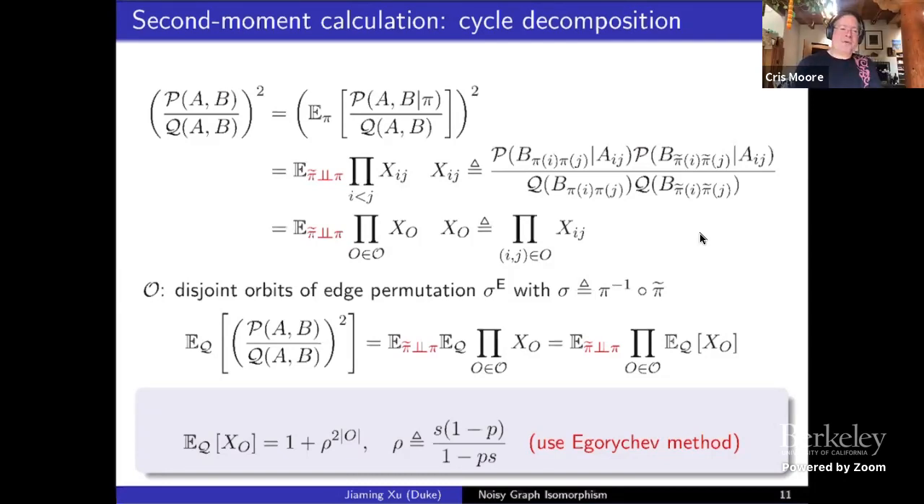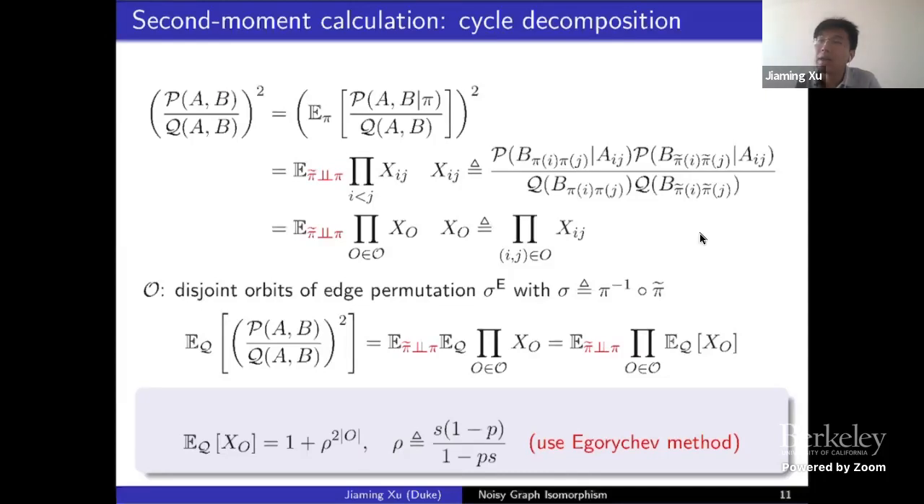Good. The reason I ask is, as I'm sure you know, this generating function for uniformly random permutations is a classic calculation. So what you've done here is calculate the analogous generating function for the permutation induced on the edges by a uniformly random permutation of the vertices. Is that correct?